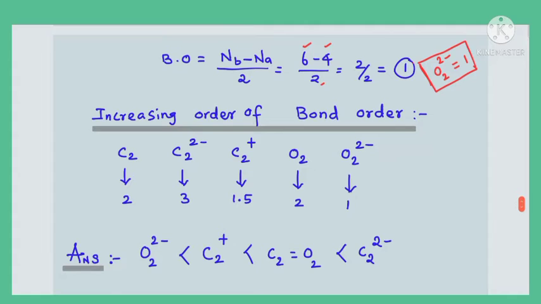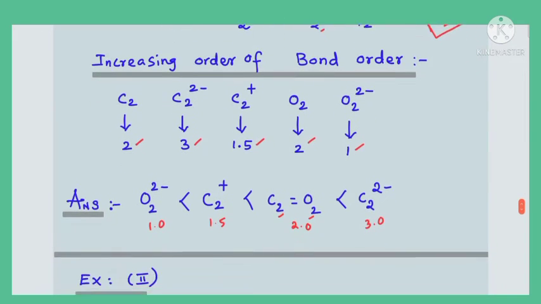Right. So which one has the least bond order? This one, isn't it? O2 2 minus has less bond order than C2 plus at 1.5, then the O2 molecule and the C2 molecule have equal bond order, so I have written them together, C2 and O2 with the same bond order of 2. O2 2 minus has bond order 1.0, this is 1.5, both these have 2.0. Then the last one, the ion C2 2 minus, bond order 3. So this is the increasing order of molecules based on their bond order. I hope you understood this problem.